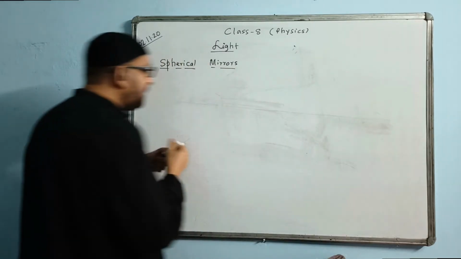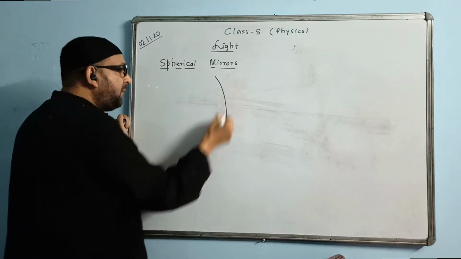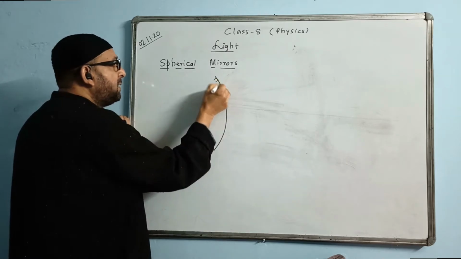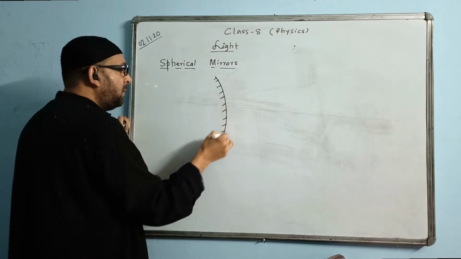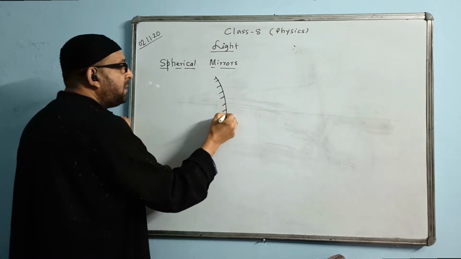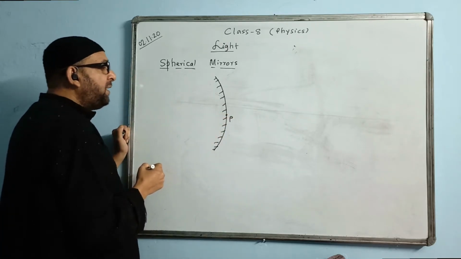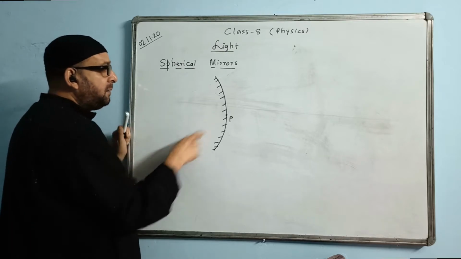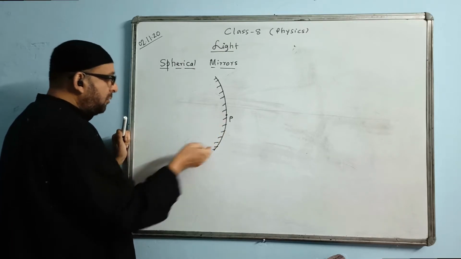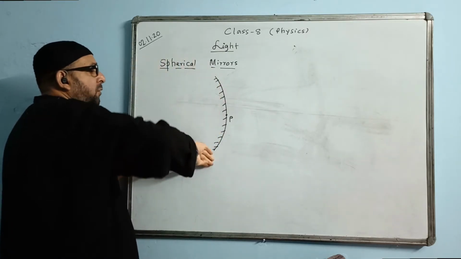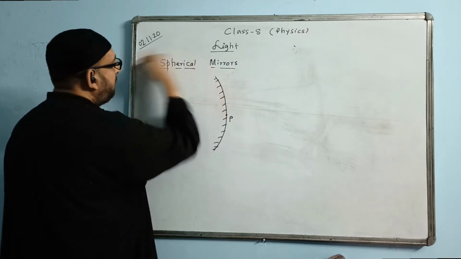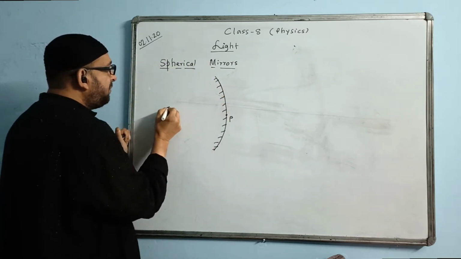The same thing happens in case of a convex mirror also. If we are having a convex mirror like this, where is the pole of the mirror? Here is the pole, the midpoint. Where is the center of curvature of this mirror? If you make it round like this, the round surface will become like this. So the curve is like this, and the center of curvature will be somewhere here.